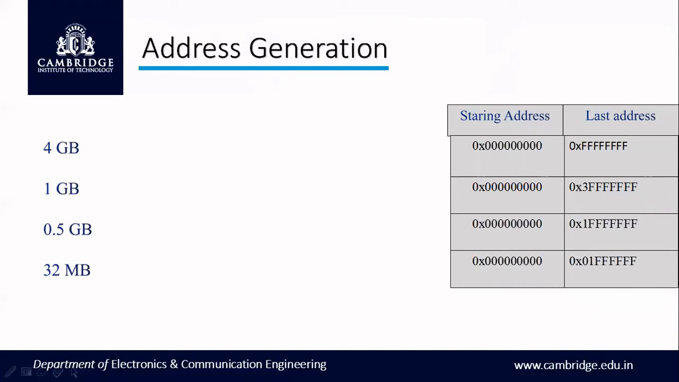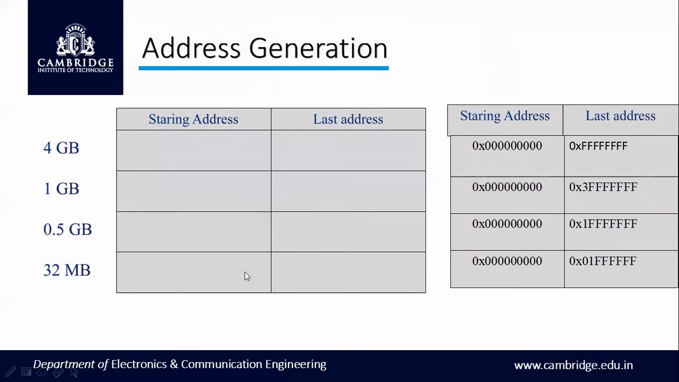So once you have got this table ready, now given any starting address, I should be able to write the last address. For 4 GB, anyway, this is the complete address space. For 1 GB, if it is starting at 6 followed by 7 zeros, I can generate the last address by adding to this particular address 3 and 7 Fs. So if I add 3 and 7 Fs, I would get 9 followed by 7 Fs.